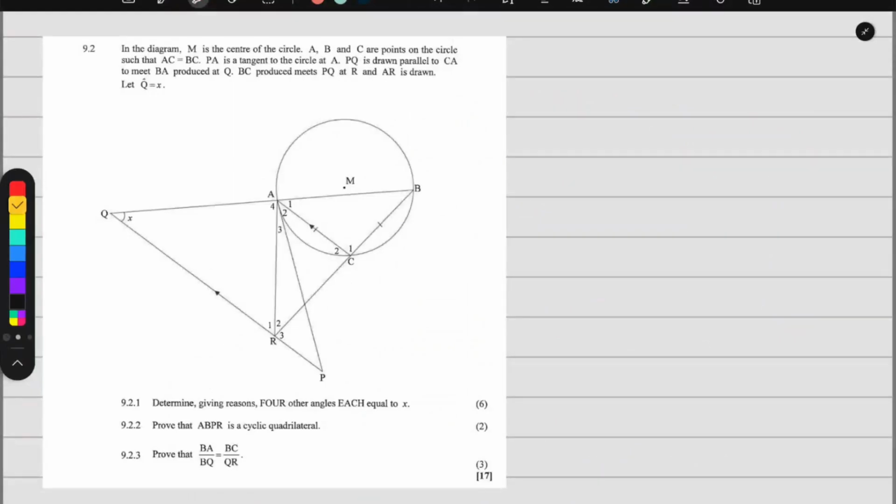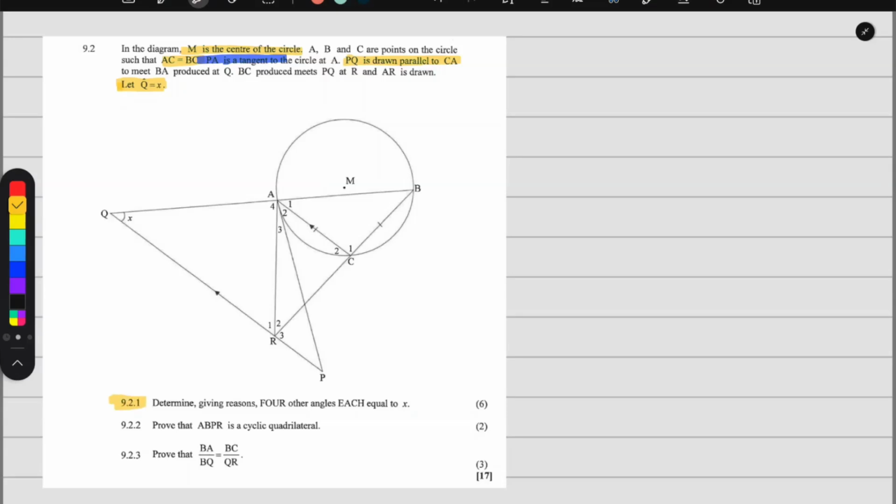Let's look at 9.2, grade 12. It says in the diagram, M is the center of the circle. It also says that AC is equal to BC. It also says PA is a tangent to the circle. Then it also says that PQ is parallel to CA. That's indicated. And it says let angle Q1 be x.